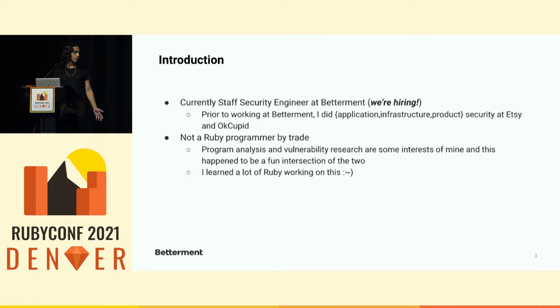So first, a quick introduction. I'm currently a staff security engineer at Betterment, which, by the way, we are hiring, so if any of this is interesting to you, please come talk to me afterwards. But prior to working at Betterment, I used to work at Etsy and OkCupid, where I did all sorts of security things. Also, just to note, I'm not a Ruby programmer. This is my first time writing Ruby. I much more enjoy program analysis, vulnerability research, and this just seemed like a great opportunity to learn Ruby at the same time.